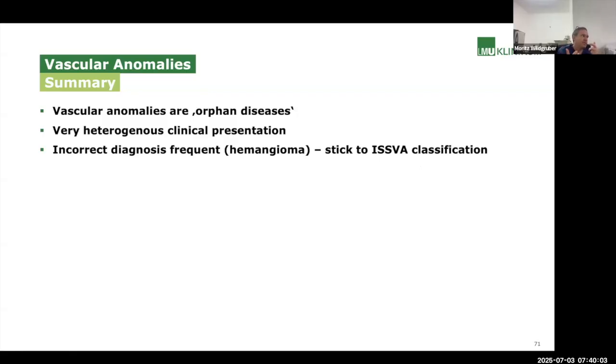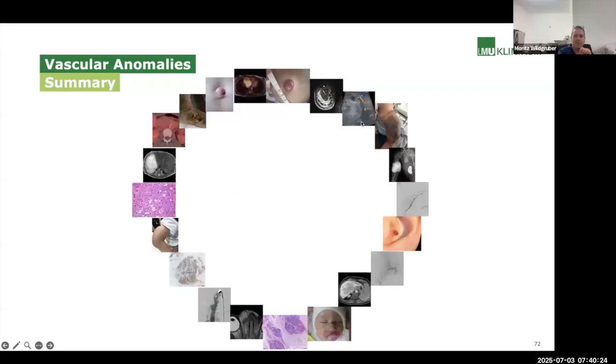I mean, why do we classify? We classify because we want to make a complex world a little easier. But of course, the world is never black and white. There's always something in between. And so this classification is also not perfect, but I think it helps to get into the field and understand the diseases a little bit.